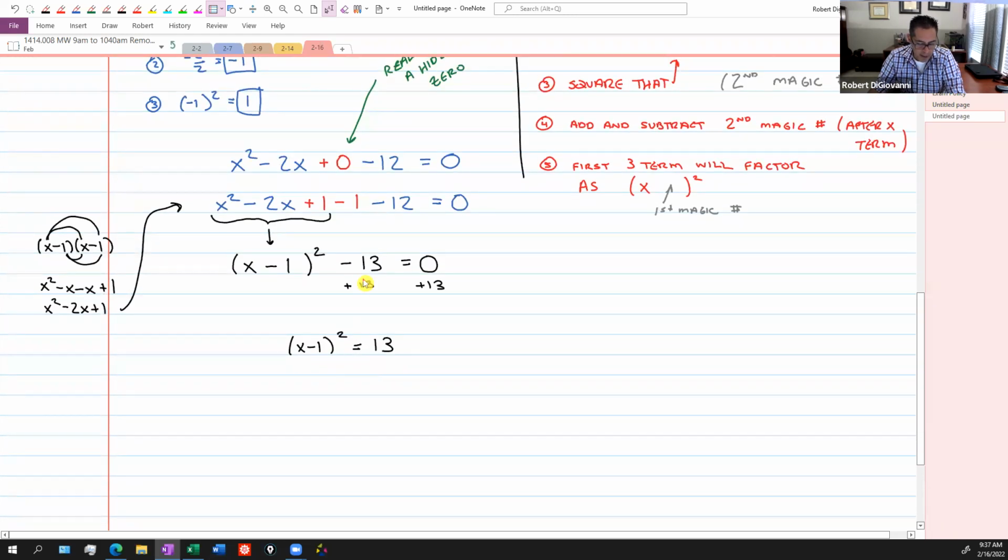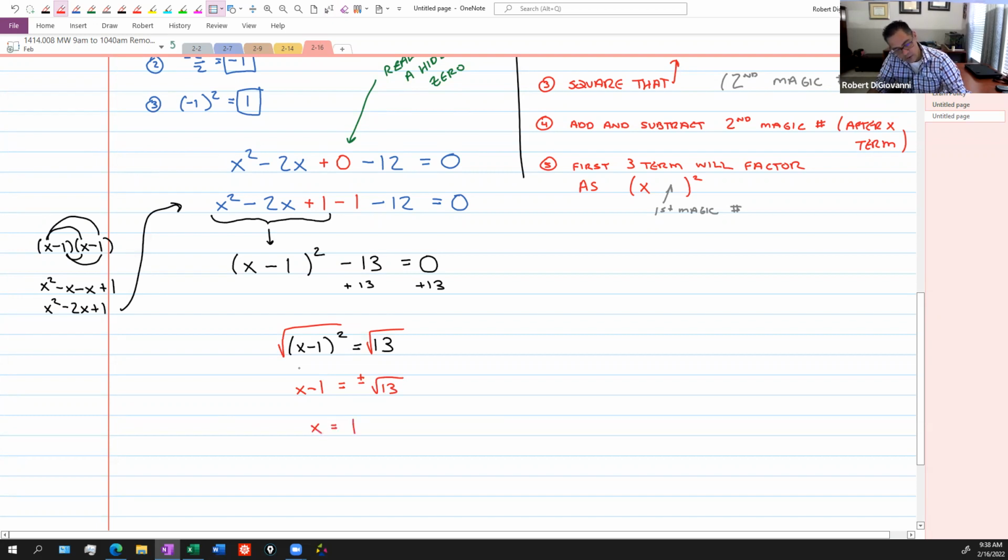Okay, so here we go. We added 13 to both sides, and now I'm going to take the square root on both sides. When I do that, the left side becomes x minus 1, and on the right side I have to do plus or minus because I took the square root. I do plus or minus square root of 13. And then the very last step is to add 1 to both sides.